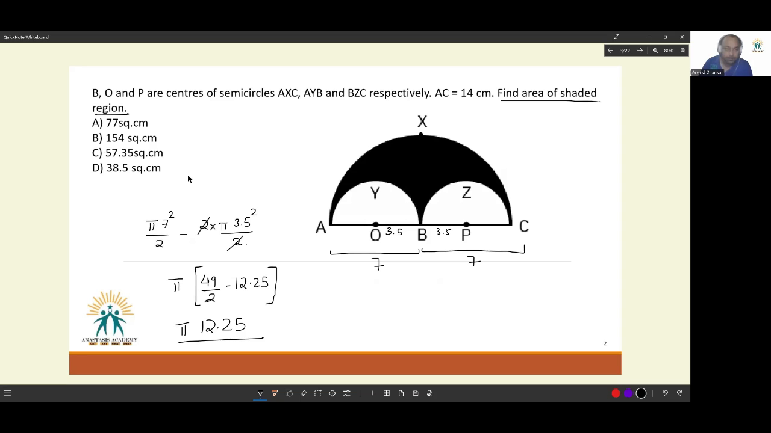The problem is the options are given in absolute numbers. There is no pi involved. So you have to get rid of that. So it will be 22 by 7 into 12.25, which will be 49 by 4. This is what we have to write. Okay, so cancel 7, cancel 2, sorry, 11. Our final answer has to be 77 by 2, which is equal to 38.5, or the correct answer is option D. Okay.